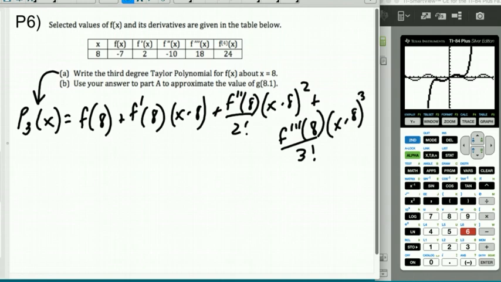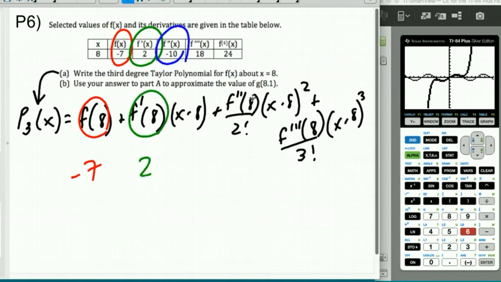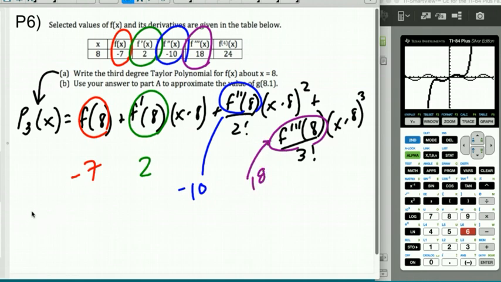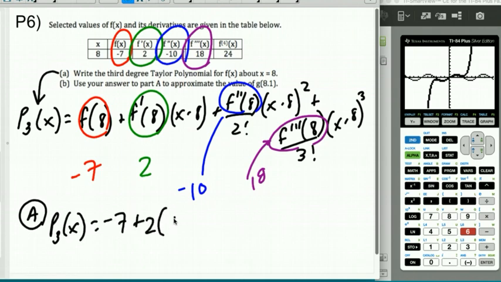Once you know that's what you need, it's your job to go back and look for that information. Well, here's f of 8, so that's a negative 7, right? Here's f prime of 8, so that's a 2, right? Here's my f double prime of 8, so that's going to be a negative 10, right? And here's my f triple prime of 8, so that's going to be an 18. So I end up getting that my p sub 3 of x is a negative 7 plus a 2 times x minus 8.